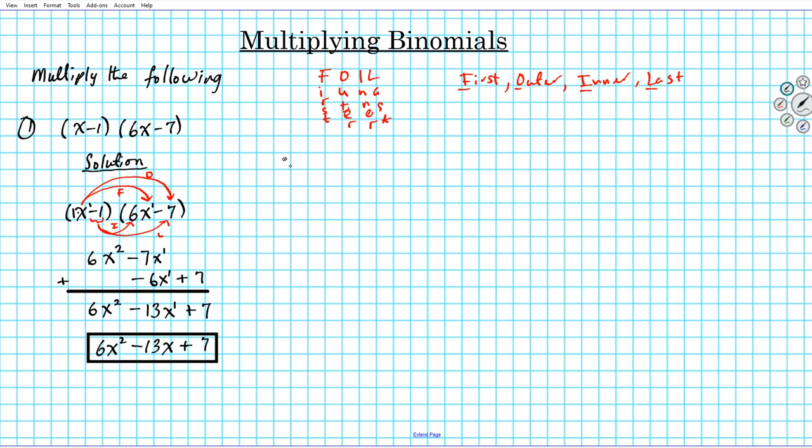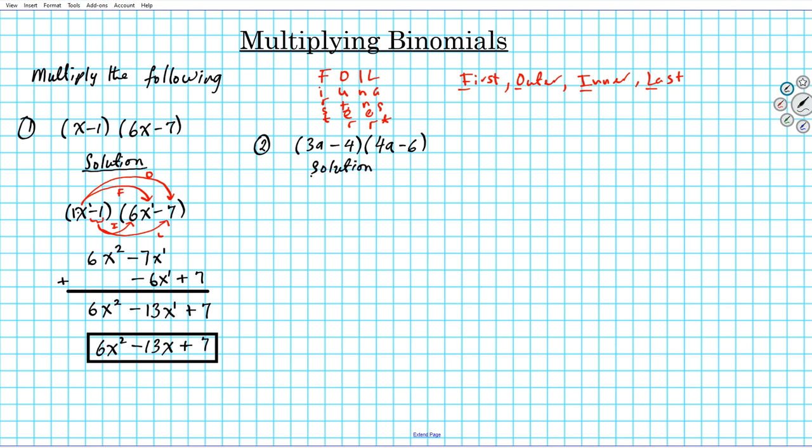Okay, let's take a look at another example. Number 2. Let's say we're multiplying 3a minus 4 times 4a minus 6. Okay, let's try that out.